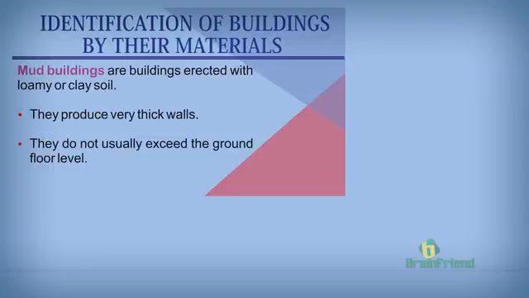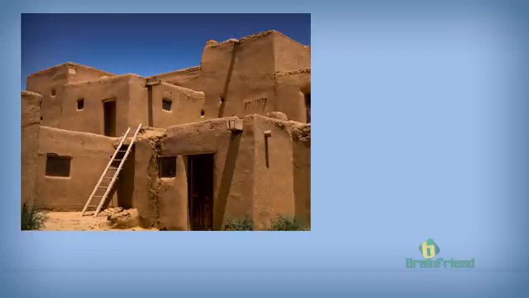First is the mud building. Now the mud buildings are buildings erected with loamy or clay soil. These are the kind of buildings that are erected with loamy or clay soil. And they produce very thick walls. They usually don't exceed ground floor level. You can have some mud buildings that have maybe a first floor, but most times they don't exceed ground floor level. Now that's a typical example of a mud building. You can see the material that is being used here. It's clay or loamy soil, like I said earlier.